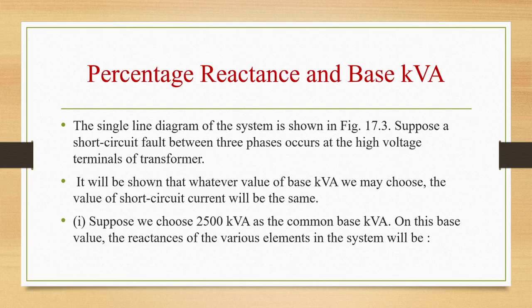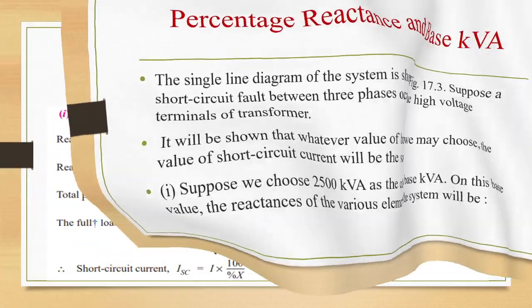It will be shown that whatever is the value of base kVA we may choose, the value of short circuit current will be the same. Suppose we choose 2500 kVA as the common base kVA. On this base value, the reactances of the various elements in the system will be calculated.